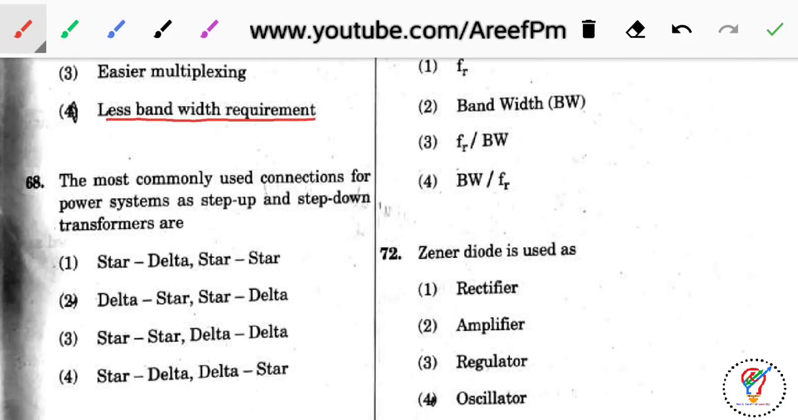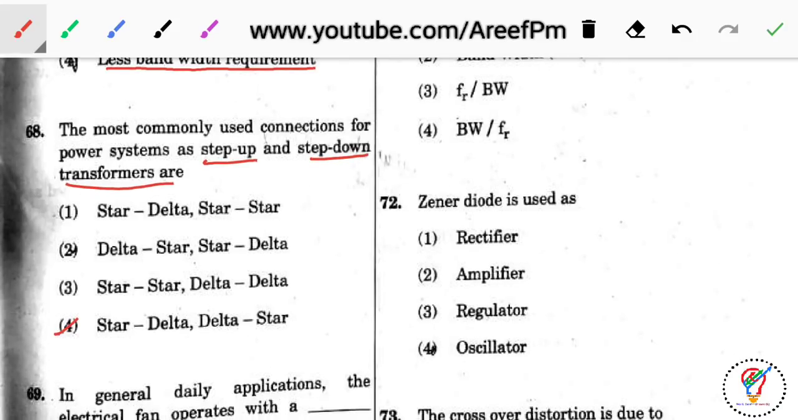68, the most commonly used connection for power system step up and step down transformers is star delta and delta star. Why? Because the insulation requirement in a star is high and the insulation requirement in a delta is low. Low insulation requirement means we can go for higher voltages, so delta will be used for higher voltages and star for lower voltages. So these two are the important parameters here. Delta is used for step up transformers, star is used for step down transformers.